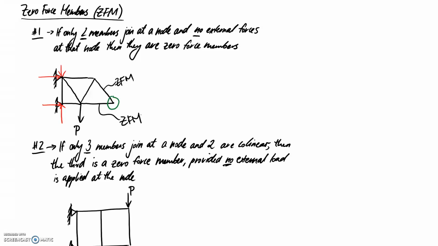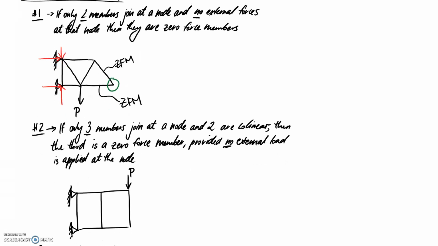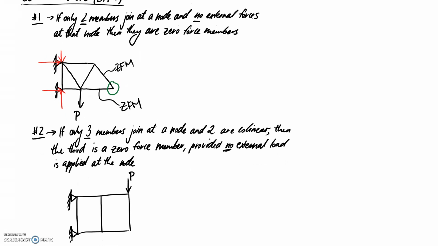Okay. So the second rule that we have for zero force members is if we have three members joining at a node and two are collinear, so that means that they're in a straight line, then the third member is going to be zero force. And again, we need to have no external loads applied at the node or the joint. So we can apply the rule onto this truss as well and see what we can find. So we're looking for places where we have three members coming together and two of them form a straight line. So this would be an example of where that rule comes true. So we have three members at this node coming together, two of them are in a straight line. So this third one here is going to represent a zero force member.